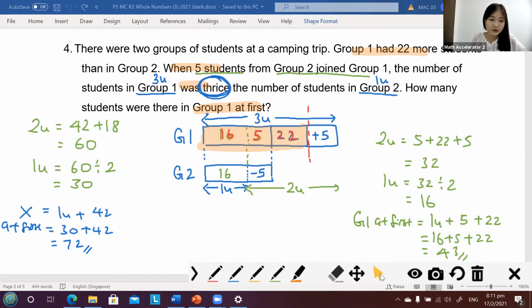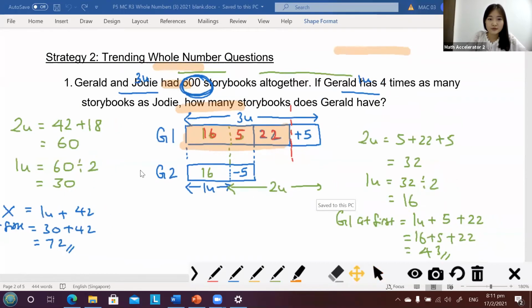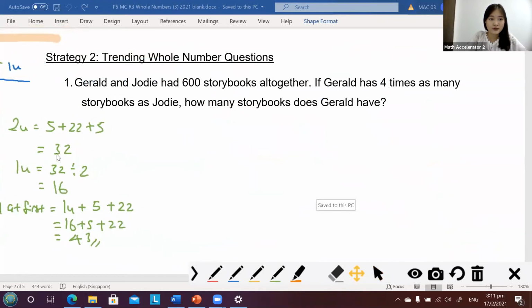Yeah, you can go toilet, don't need to ask me. Okay, can I understand? Okay, let's go to next strategy. If you're still copying, I'll leave it here. So now we'll be doing some whole number questions. Yeah, you can drink water, no need to ask me.